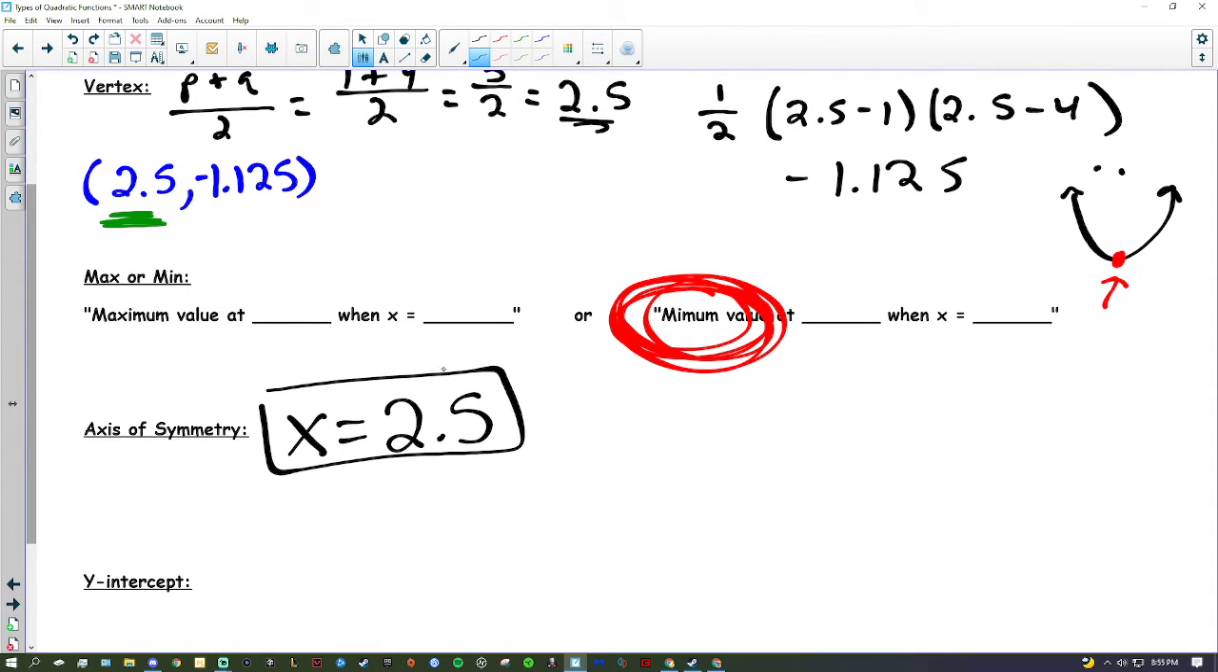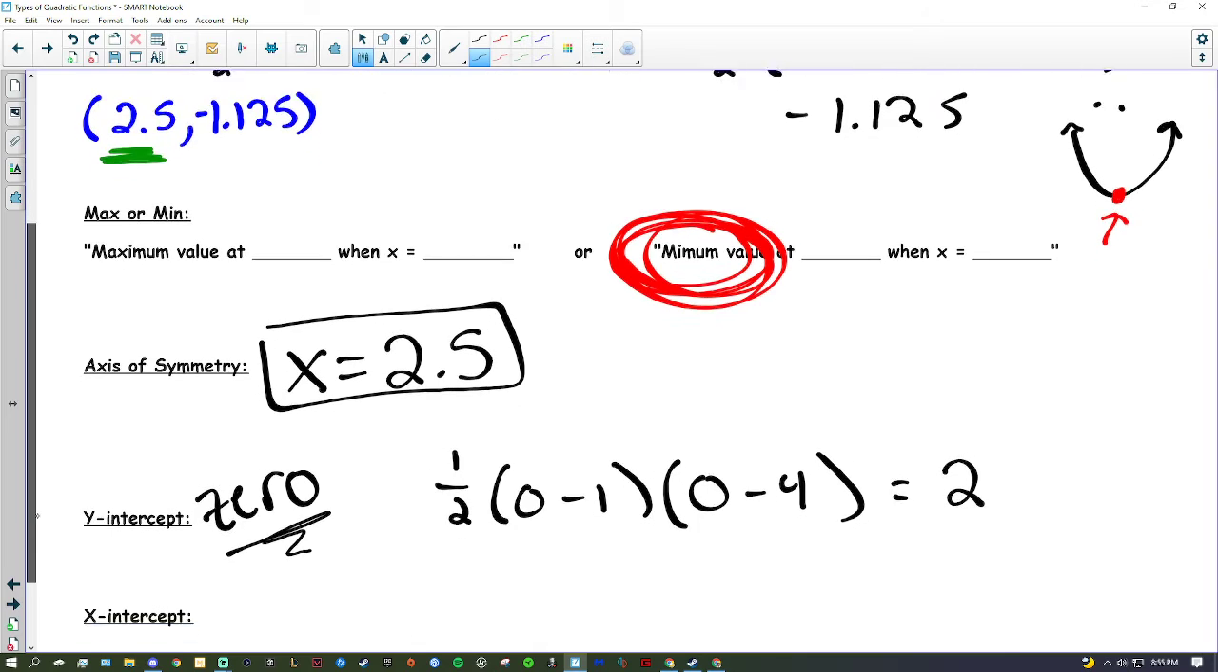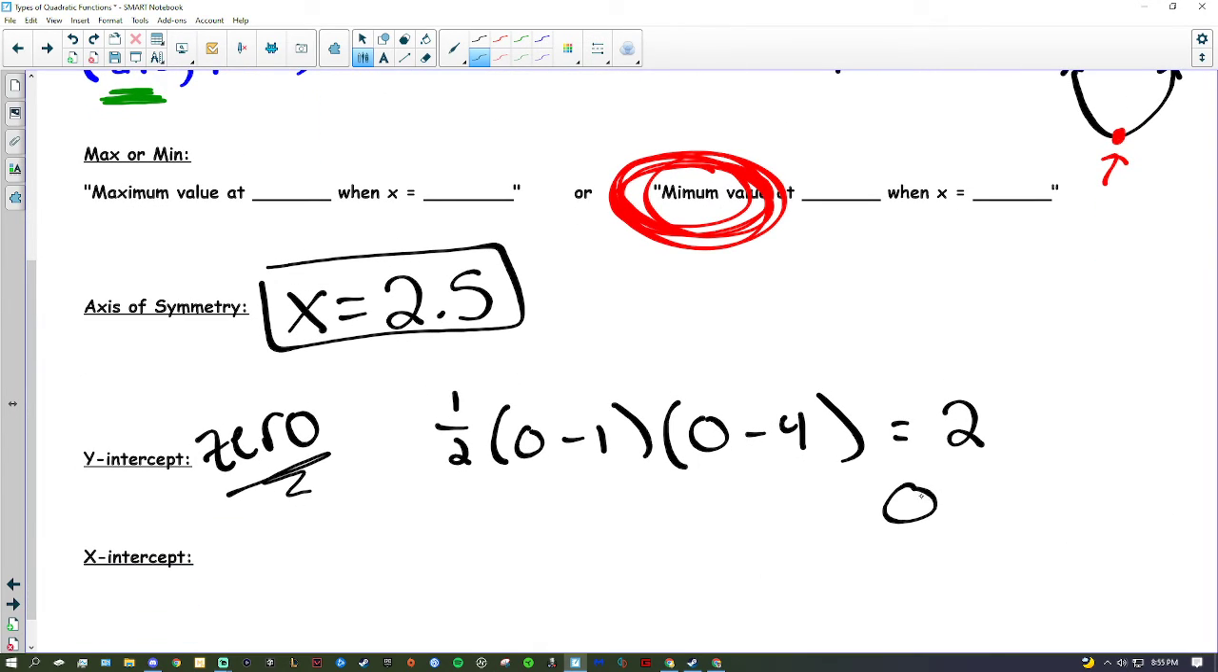Your y-intercept is always found by plugging in 0. So you did 1/2 times 0 minus 1 times 0 minus 4. When you plug that in, because you plugged it into your calculator and you tried it, you got +2. Great job. Not just +2, but the point 0, 2. Always have a 0 in our y-intercept for x.